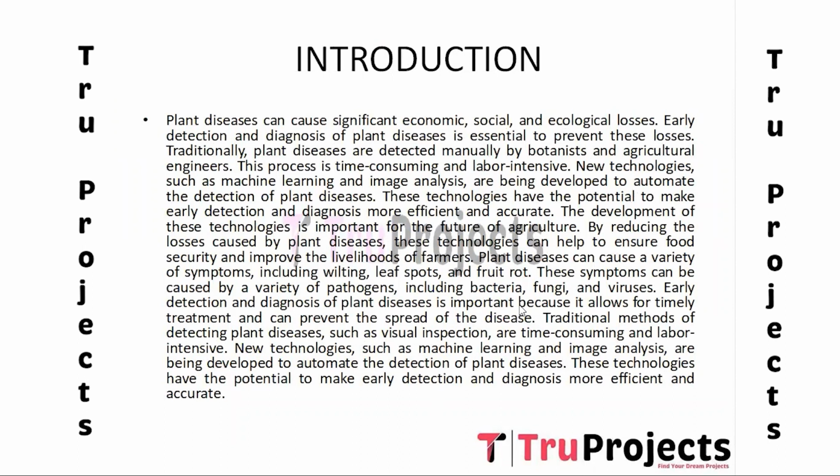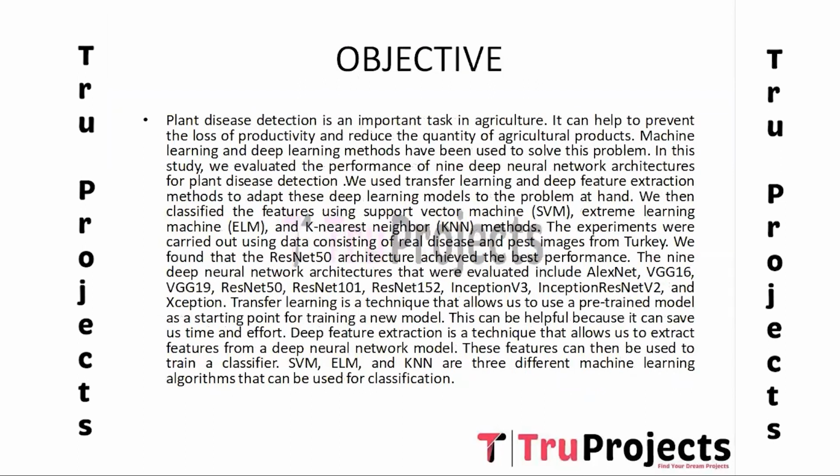Plant diseases exhibit diverse symptoms such as wilting, leaf spot, and fruit rot, triggered by various pathogens like bacteria, fungi, and viruses. Prompt detection and diagnosis enable timely treatment and prevent the disease from spreading. By automating the detection process, these technologies revolutionize the field, making it more efficient and precise.